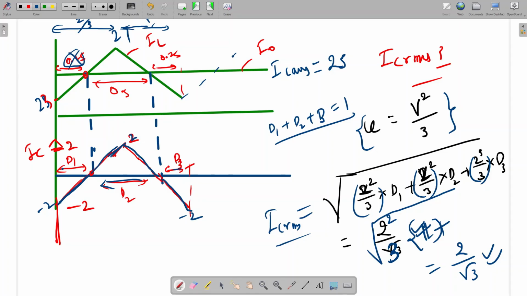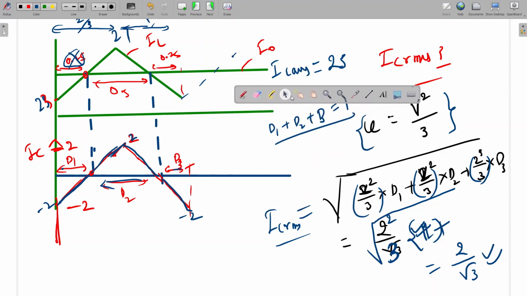This we can't use like the previous formula, sir. The previous formula was 1 by 3 into... that also we can try. If you use the previous formula, the answer should come the same. It will be the same only. So for minus 2 and 2, both formulas will be the same only.